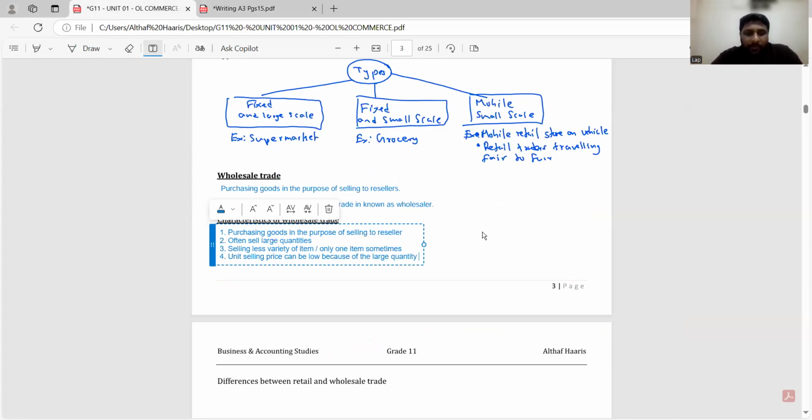Okay. Unit selling price can be low because of large quantities. The final one: provide trade discounts due to large quantity.